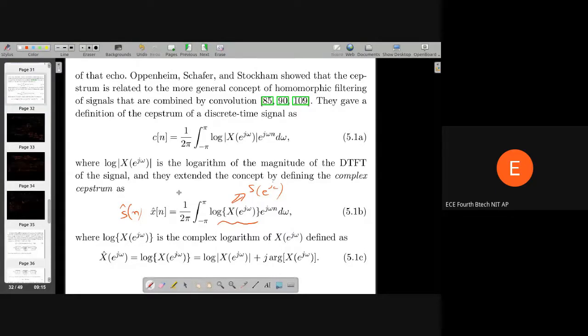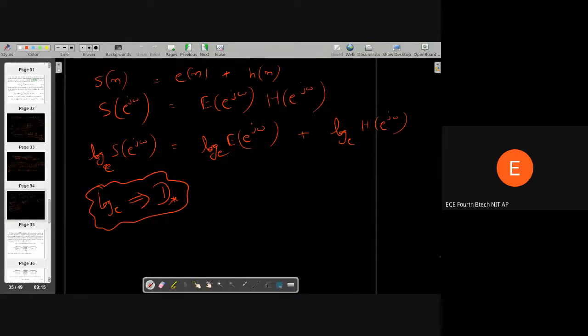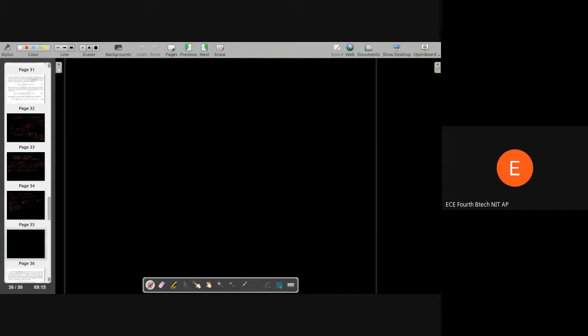So what is happening here is, we have S of n, which gives S e to the power j omega. If you take the inverse Fourier transform, you will get S of n. If you take the Fourier transform, it will give S e to the power j omega.